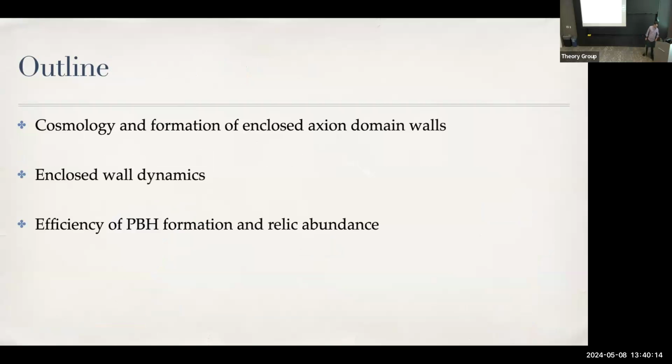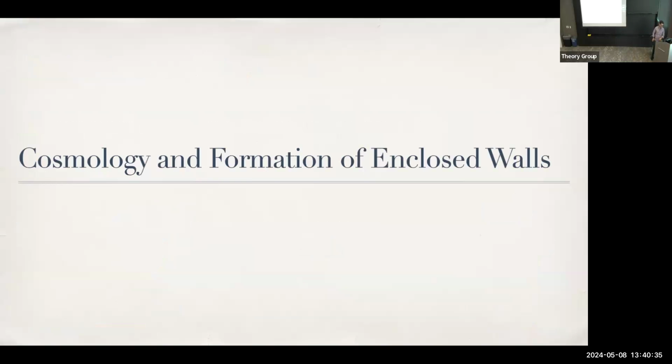So the outline of this talk: first, we'll talk about the cosmology and the formation of the topological defects, both strings and domain walls. So we'll go over those. Then we'll talk about how these walls behave dynamically after they're formed. And then finally, I will talk about the dynamics of them during their collapse and see exactly their efficiency of PBH formation and their relic abundance.